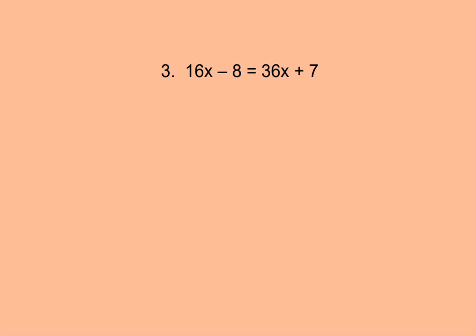terms to move first. I'm just going to go with this minus 8. So to undo minus 8, I'm going to add 8. And then I need to add 8 to the other side of the equation. So the negative 8 and the positive 8 cancel each other out. I'm going to bring down what's left. I have 16x is equal to 36x. And then 7 plus 8, positive 7 and positive 8 give me a positive 15.